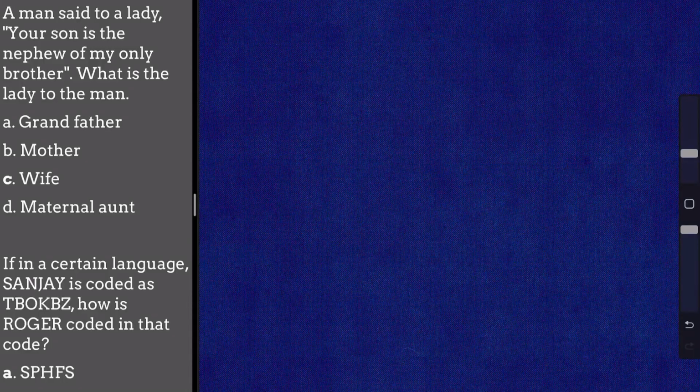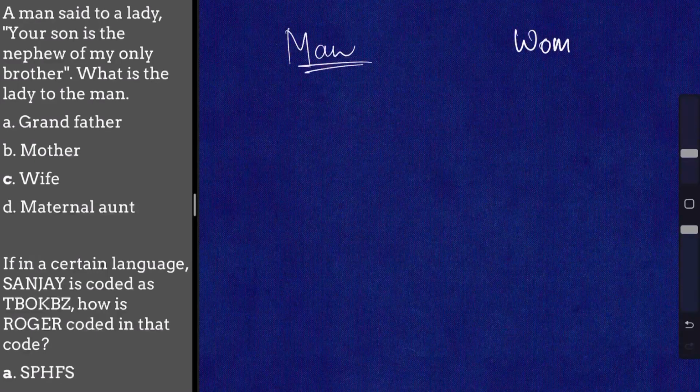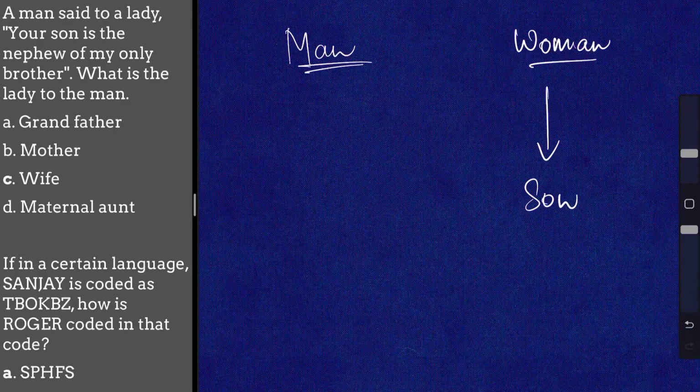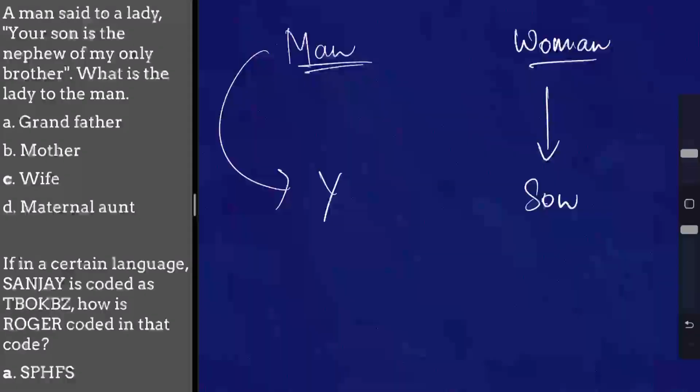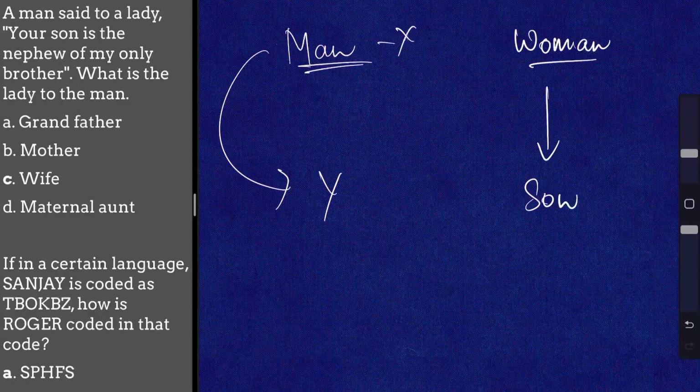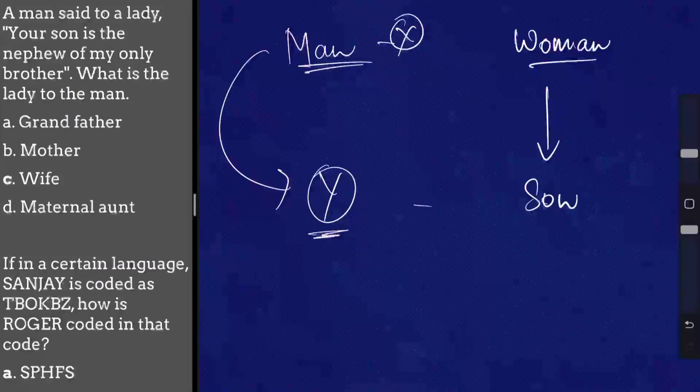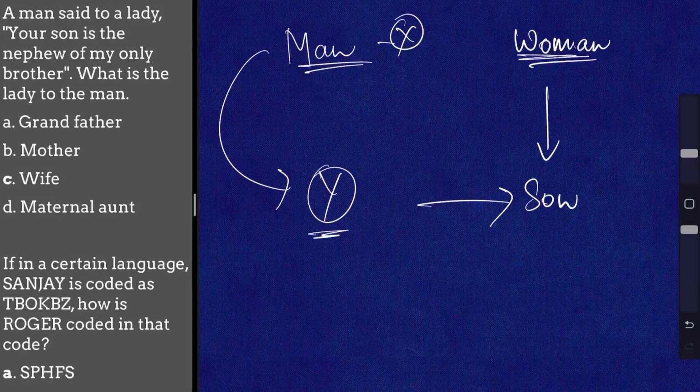A man said to a lady, "Your son is the nephew of my only brother." So let's call these two the man and the woman, and he's telling her that her son is the nephew of his only brother. Let's say this brother is Y and this man is X. X has only one brother, that is Y, and Y has a nephew who is this woman's son.